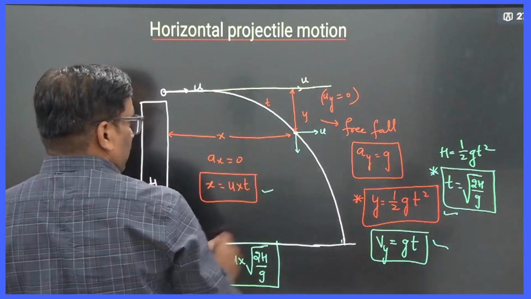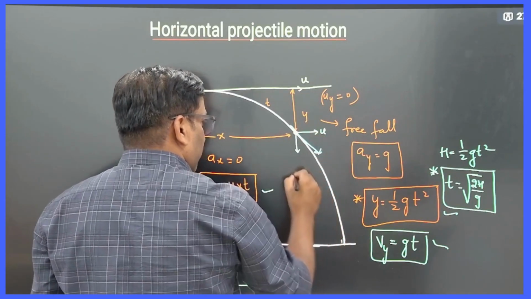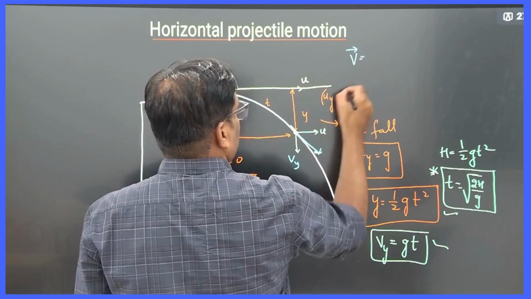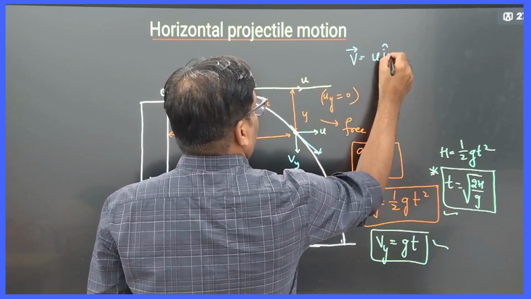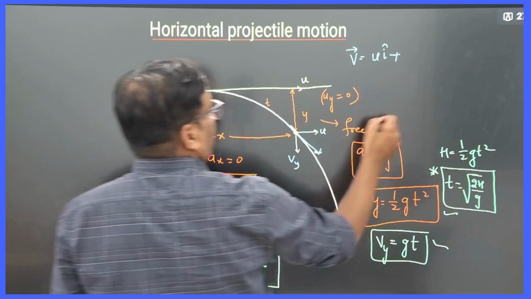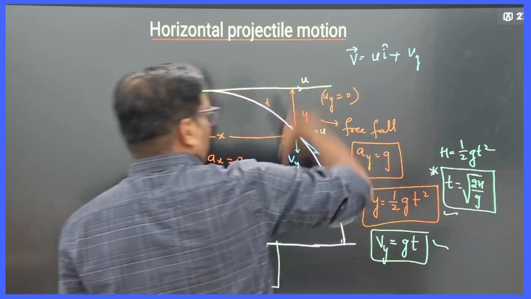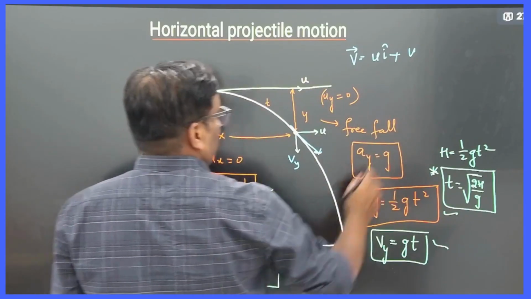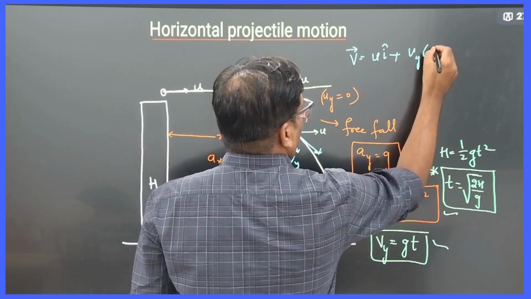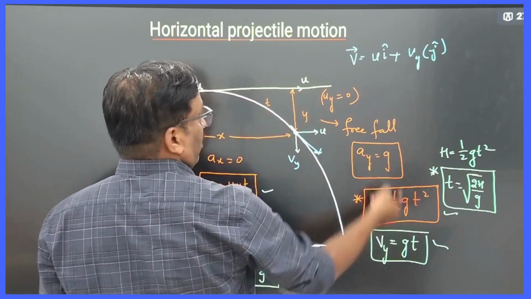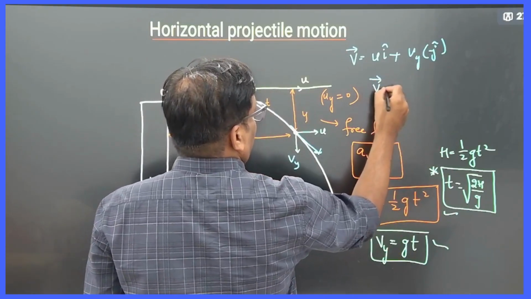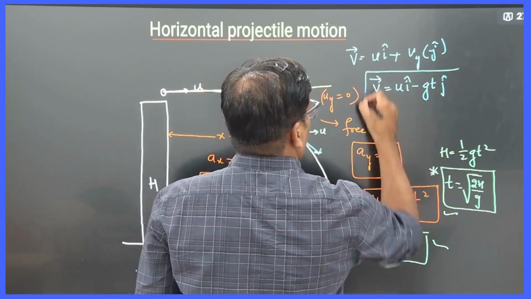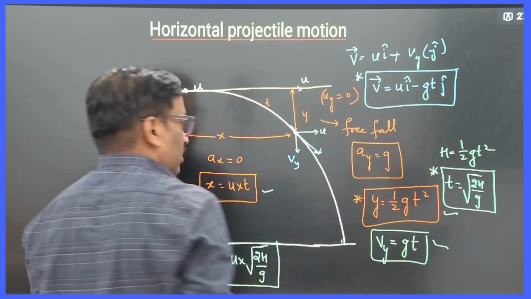What will be the velocity here now? The velocity at this point, we know this is vy. So velocity at any point we can write down, v is equal to u into i cap, because it is along the x axis. Vy, if you take the downward direction as the negative direction, Vy is equal to minus gt j cap. So the V vector is equal to u i cap minus gt j cap, which will be your velocity equation.